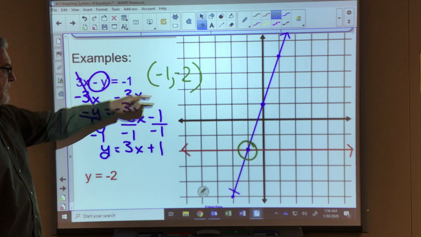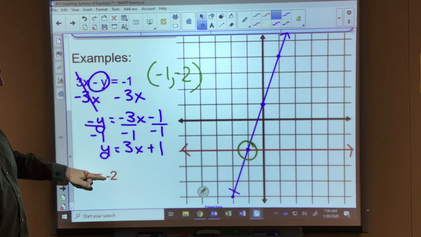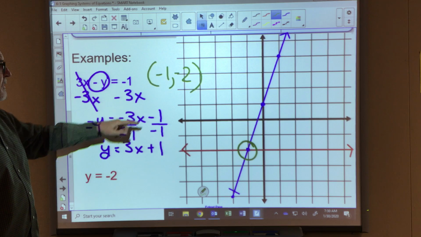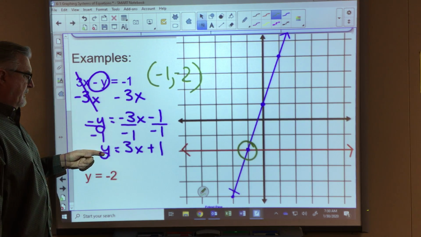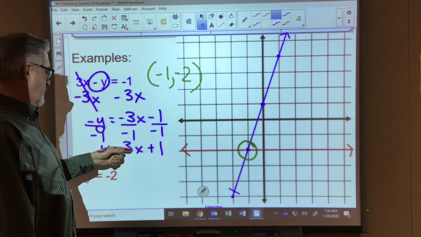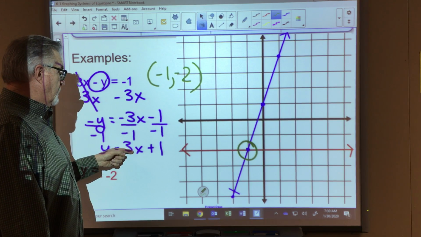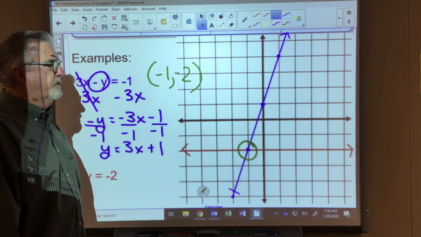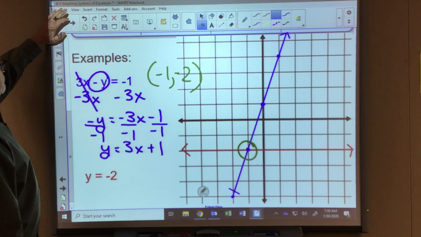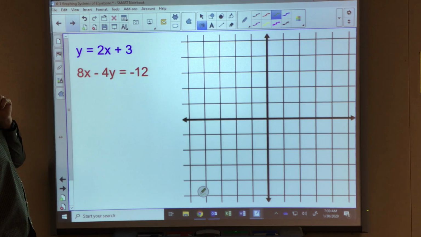If we plug y in here, -2 is equal to -2. If we plug in both of these here, this would be -2 is equal to 3 times -1, which is -3, plus 1, which is -2. -2 is equal to -2. All right? Let's take a look at this next example.